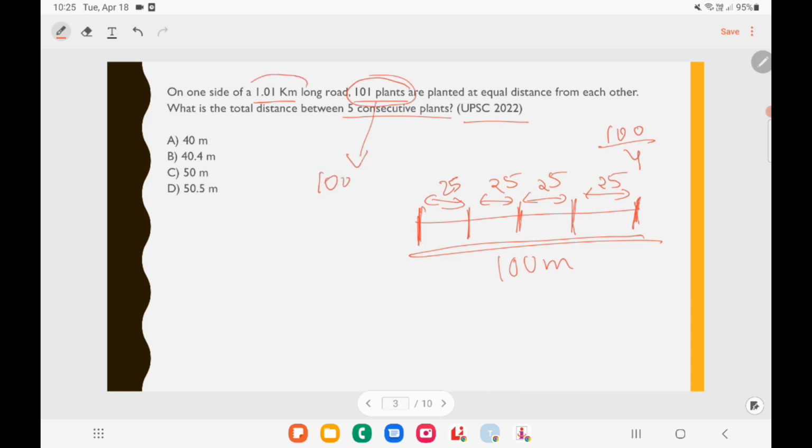So this is a 1.01 kilometer road. That means 1.01 kilometer is 1010 meters. If I divide by 100, I will get 10.1 meters. So this is the distance between 2 plants.